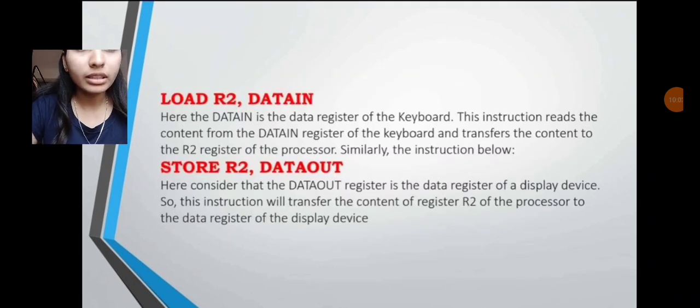Here is an example of instructions on a bus. Load R2, DATAIN. Here DATAIN is the data register of the keyboard. This instruction reads the contents of the DATAIN register of the keyboard and transfers the content to R2. Similarly, the instruction below: Store R2, DATAOUT.